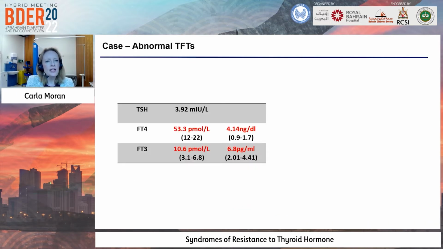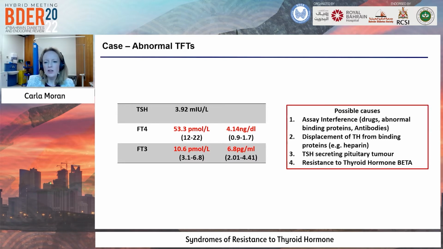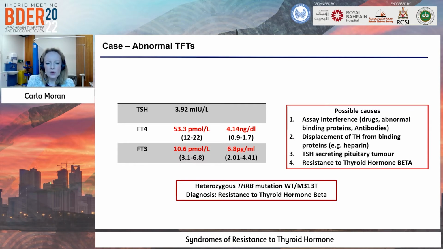Of relevance to us is that he had abnormal thyroid function tests. He had raised T4, raised T3, and a TSH within the normal range. As I spoke about earlier, there are a number of different causes for this pattern. We first sought to exclude assay interference, and then we thought about other potential conditions. He had sequencing of the THRB gene, which encodes the beta form of the thyroid hormone receptor. And he was found to have a heterozygous mutation in that gene, which was known to confer resistance to thyroid hormone beta. So this is his diagnosis.